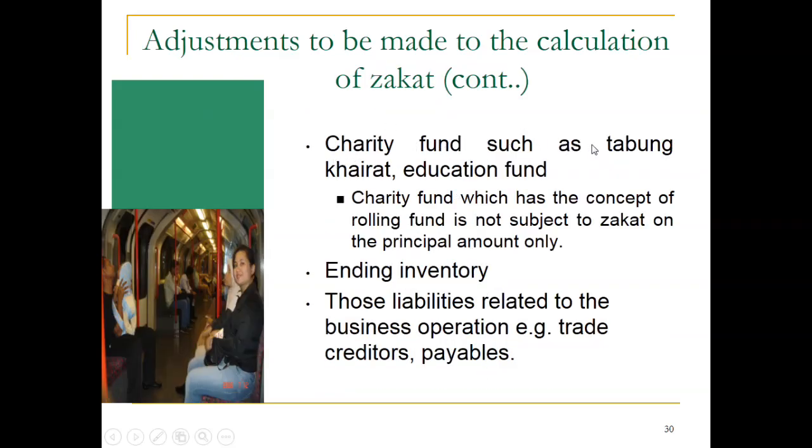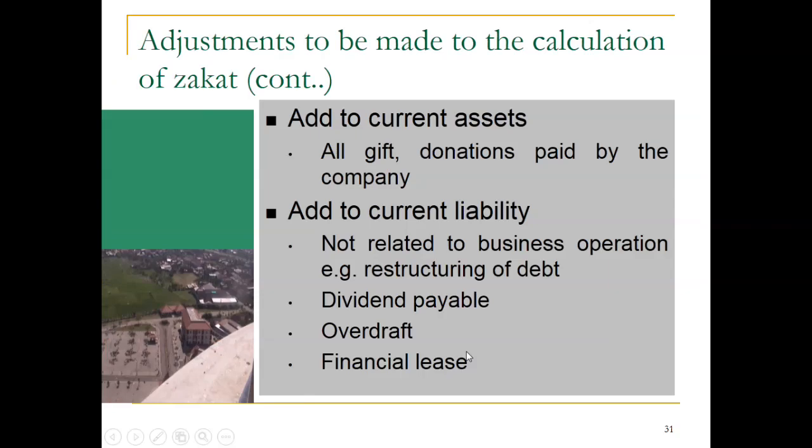And then charity funds such as Tabung Khairat and Education Fund, charity fund which has the concept of rolling fund, is not subject to zakat on the principal amount only. Ending inventory, all right, and then those liabilities related to business operation, for example, trade creditors and also payables. And then you have to make some adjustment. You have to add to the current asset all gifts and donations paid by the company, and then add to current liabilities those not related to business operation, for example, restructuring of debt, dividend payable, overdraft, and financial lease.